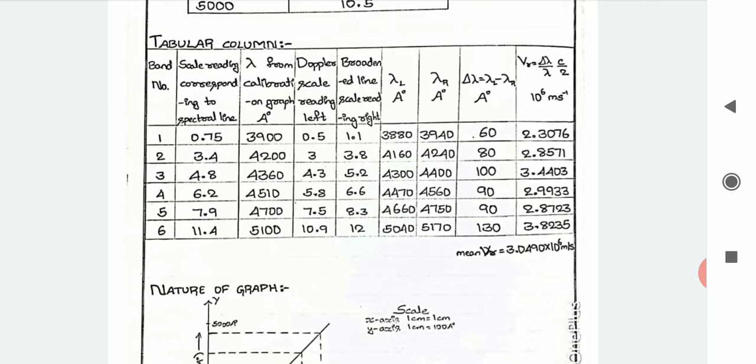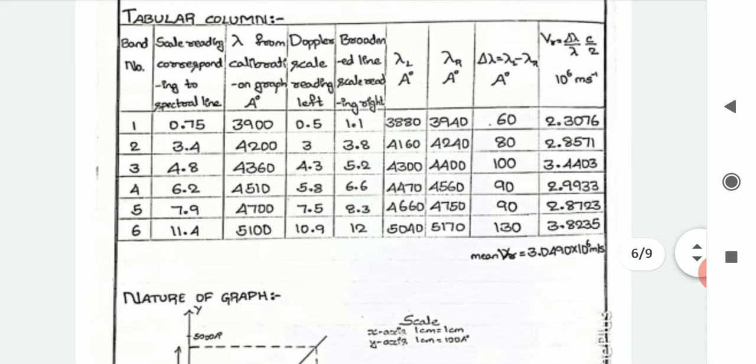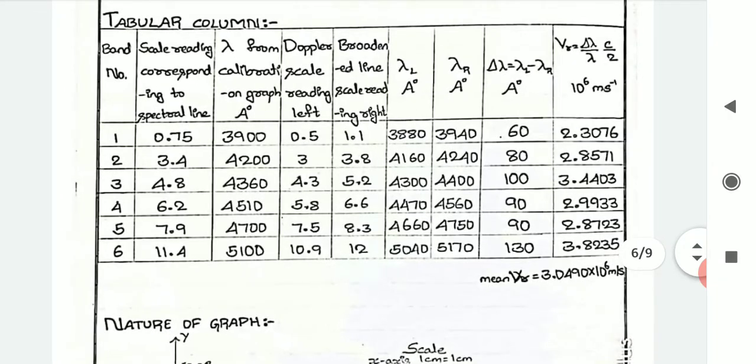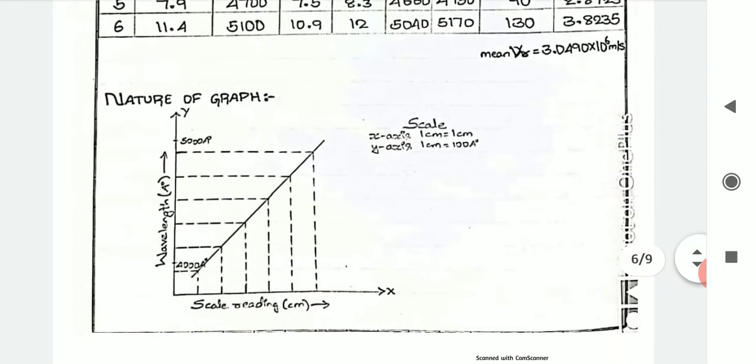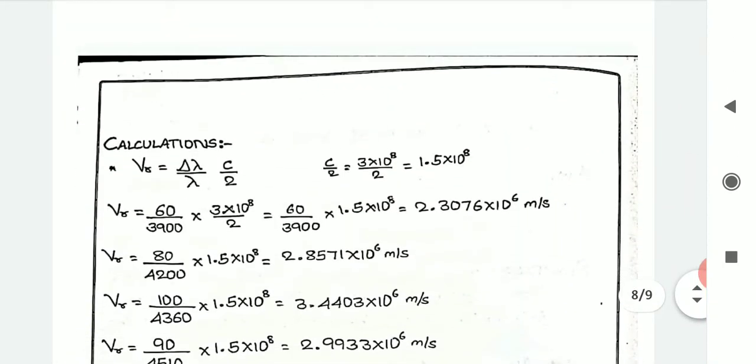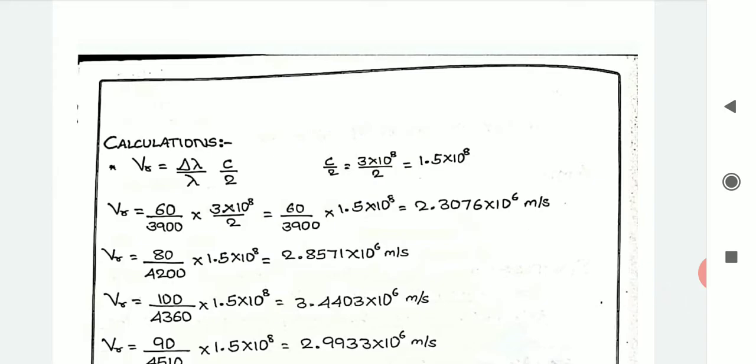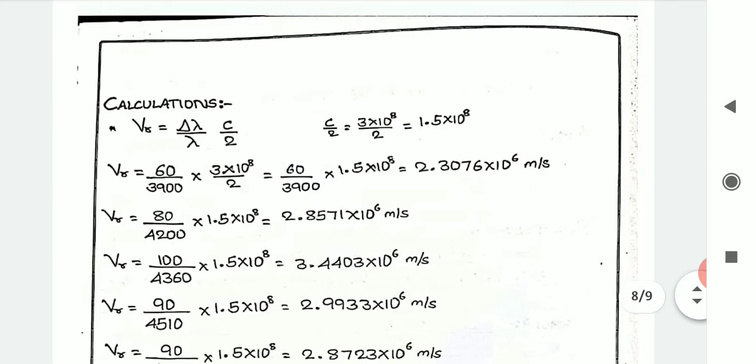Afterwards, very simple calculation. Delta lambda you have to calculate. Lambda L, the difference of lambda is so many angstroms. Difference between these two, whichever is the bigger, from that you subtract 3948, that is 40 minus 3880, 60, like that only do all the values. Next you have to calculate the VR, delta lambda by lambda into C by 2. Substitute the values here. See, I have shown the calculation part here. VR is equal to delta lambda by lambda, C by 2. Substitute, C is 3, 3.8, 60, 3900 into 3 into 10 to the power of 8 by 2.